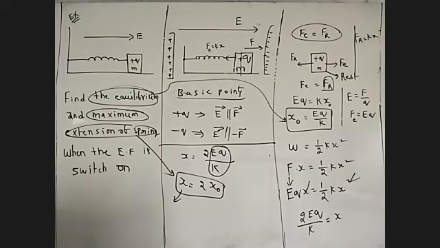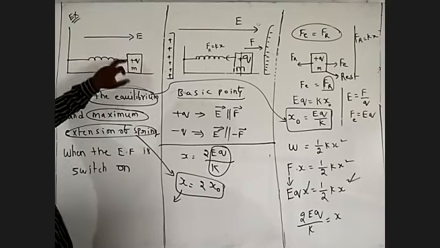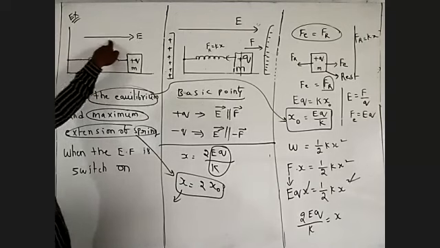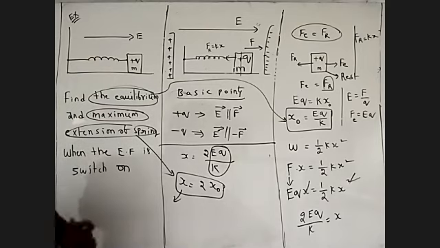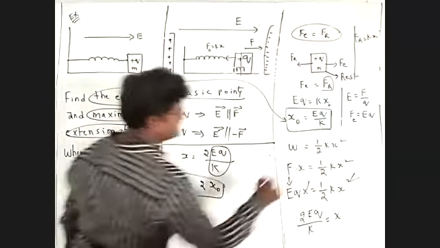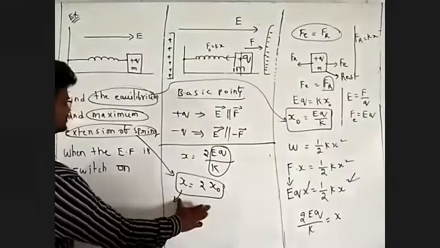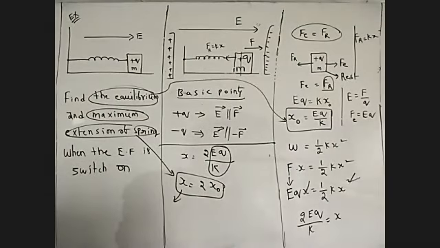Now we will see, once again, I recall this one. This is a rod. This is a spring. One end is connected to here, another end is connected to the block. That block has mass m. That block has positive charge. Direction of electric field. We have to find the equilibrium and the maximum extension of the spring. This is the equilibrium answer. This is the maximum extension of the spring.